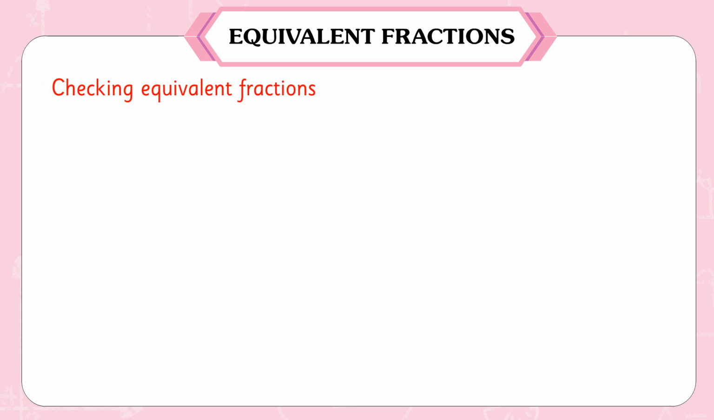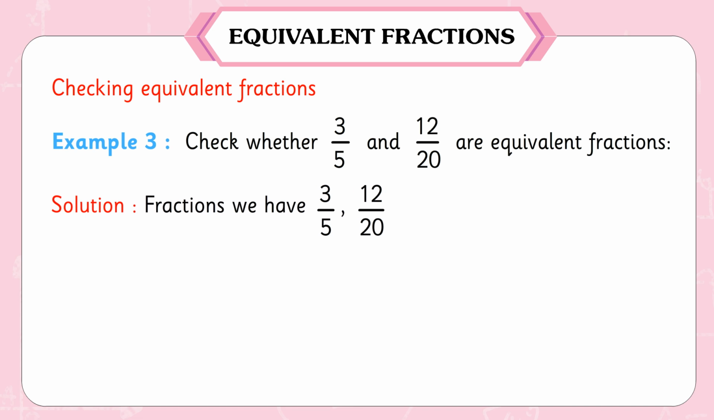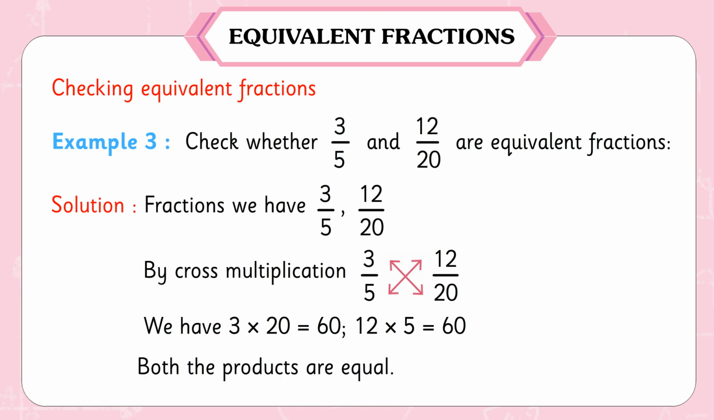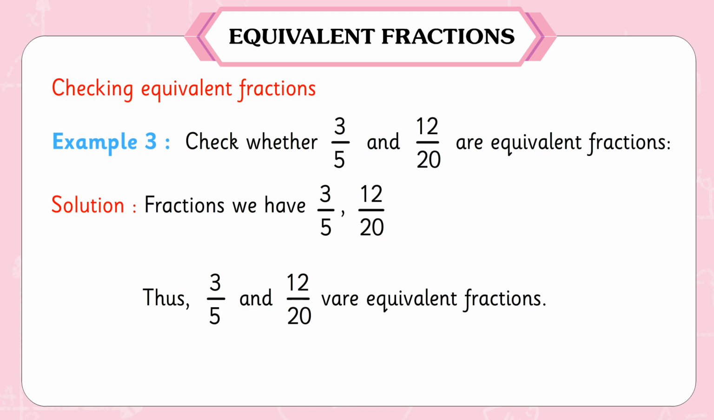Checking equivalent fractions. Example 3. Check whether 3 by 5 and 12 by 20 are equivalent fractions. Solution. We have 3 by 5, 12 by 20. By cross multiplication, we have 3 into 20 is equal to 60, and 12 into 5 is equal to 60. Both the products are equal. Thus, 3 by 5 and 12 by 20 are equivalent fractions.